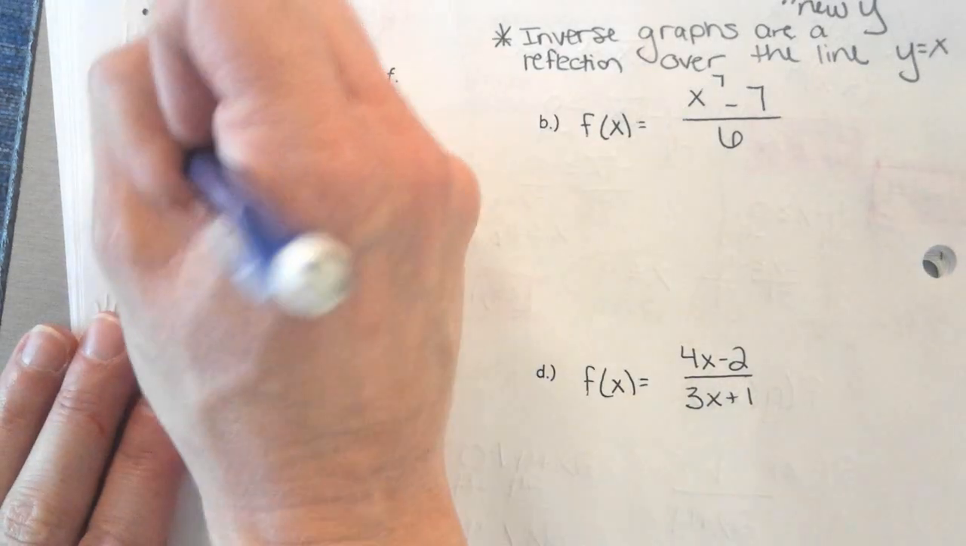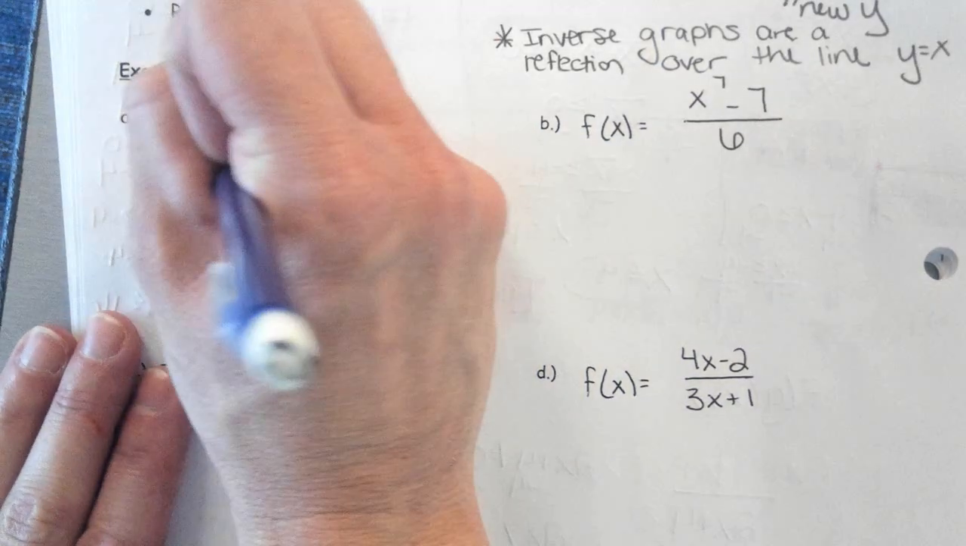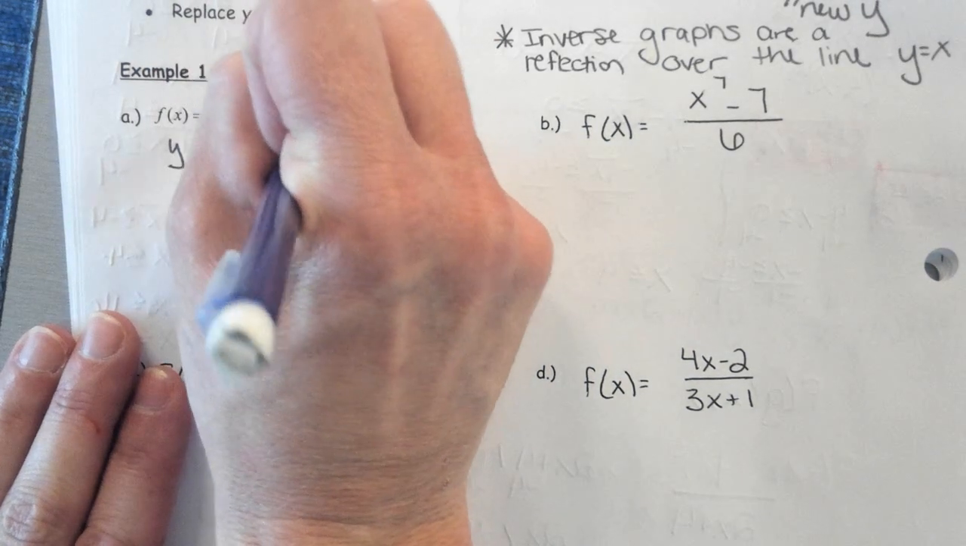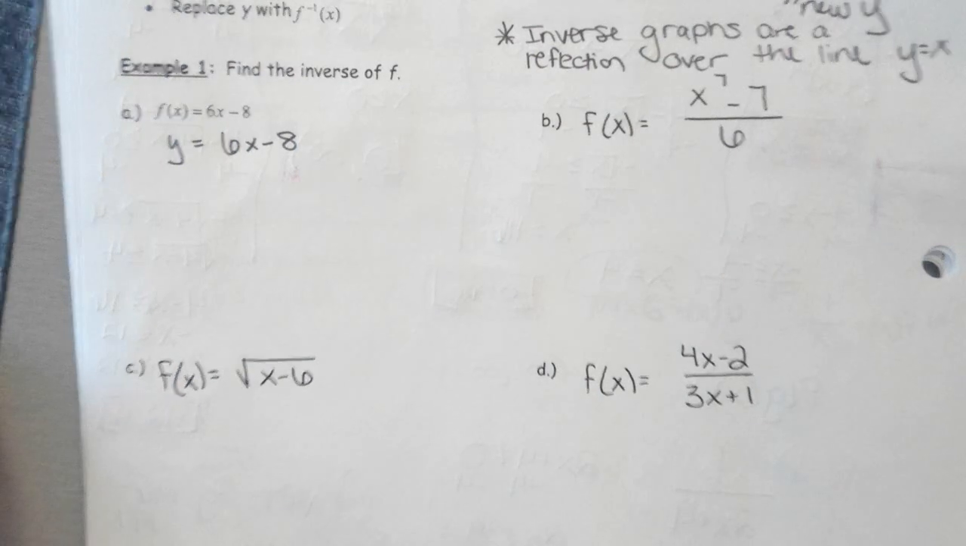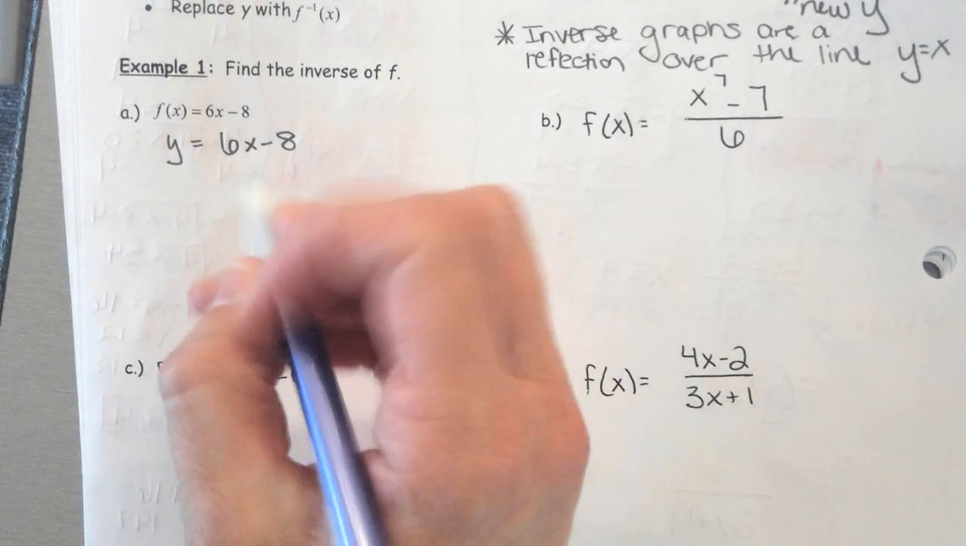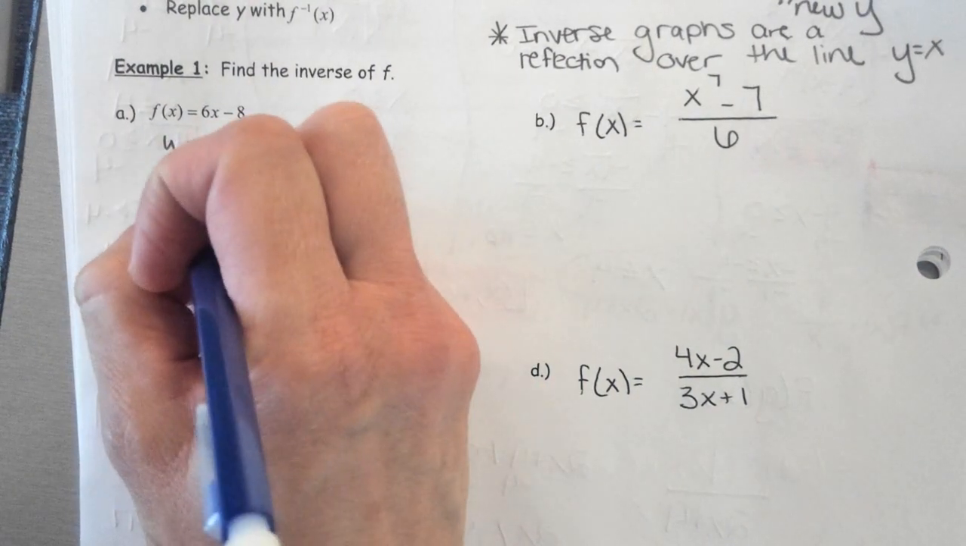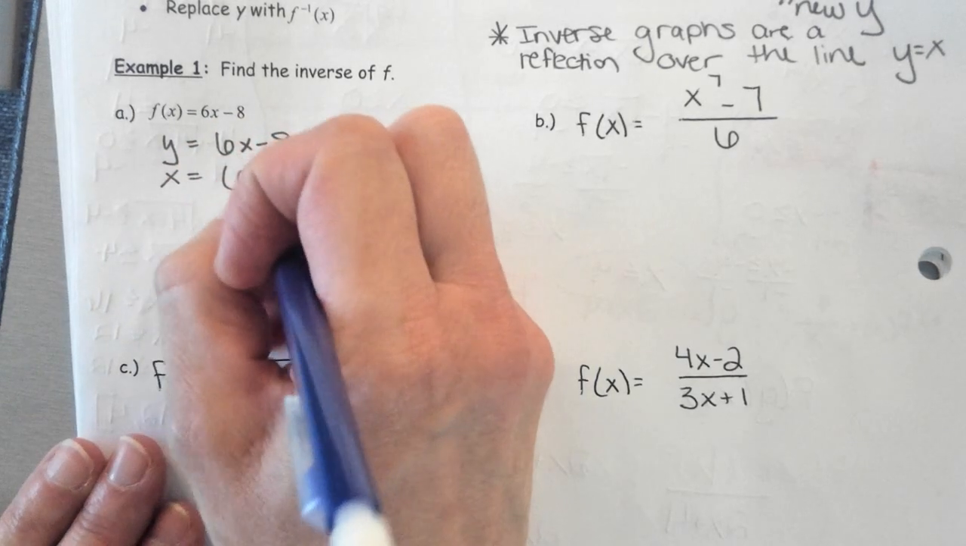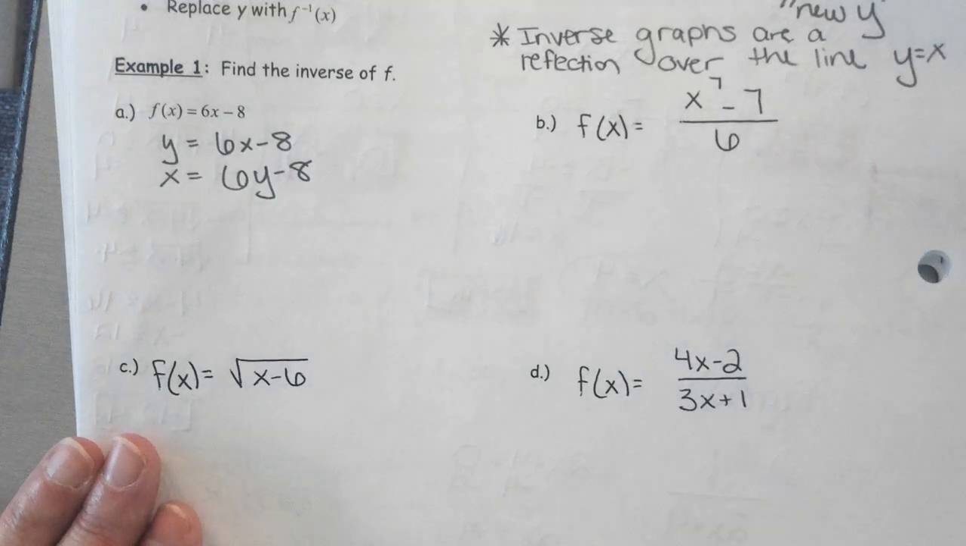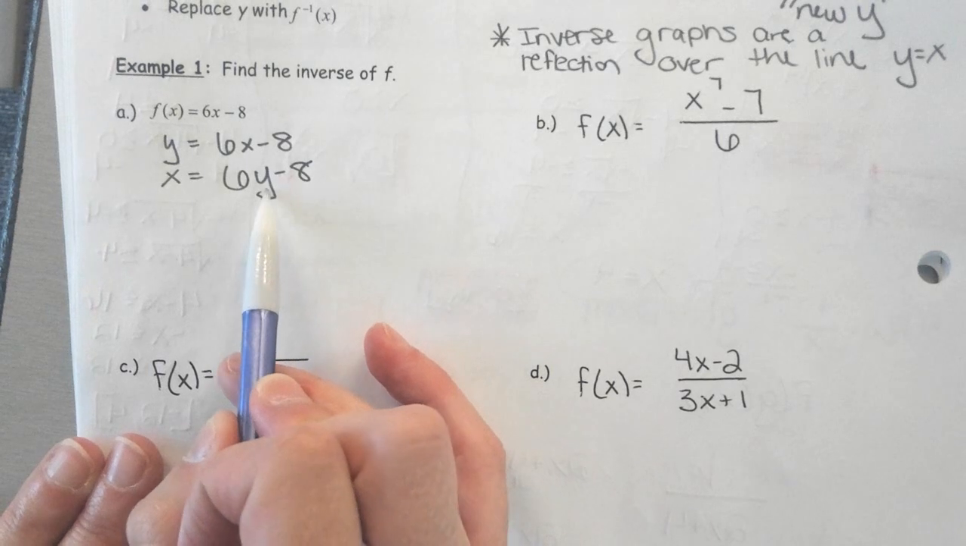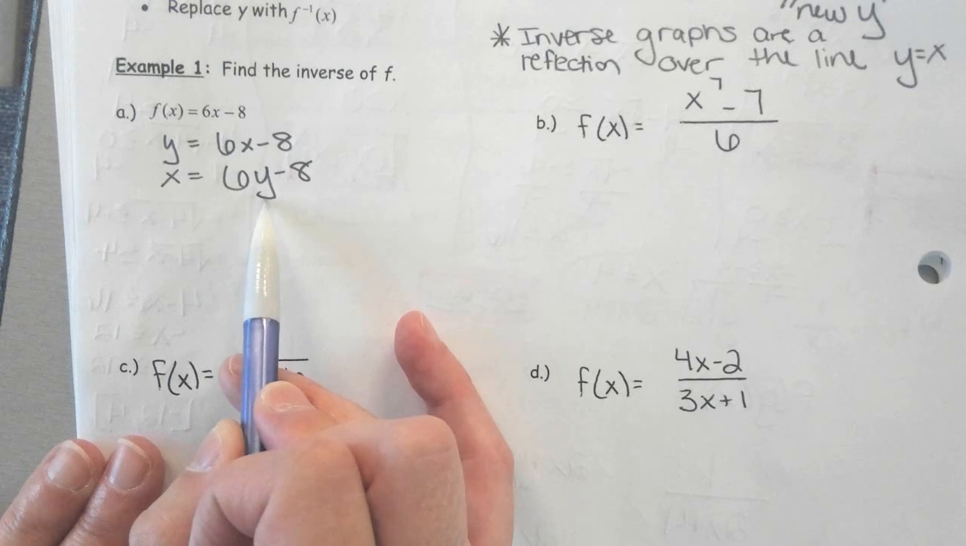Alright, first of all, f of x is a fancy way of saying y. So y equals 6x minus 8. Remember the 2 steps we talked about. We're going to switch x and y. So x equals 6y minus 8. And now I'm going to solve for new y. This is new y to me because a second ago it was x, and now it's y. So I'm going to solve for this new y right here.